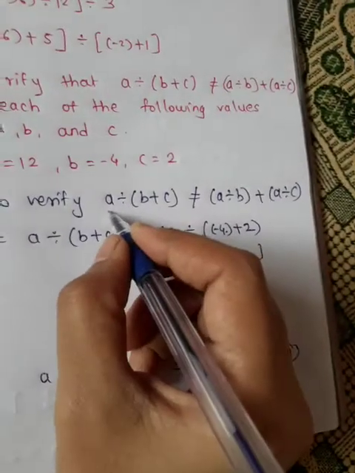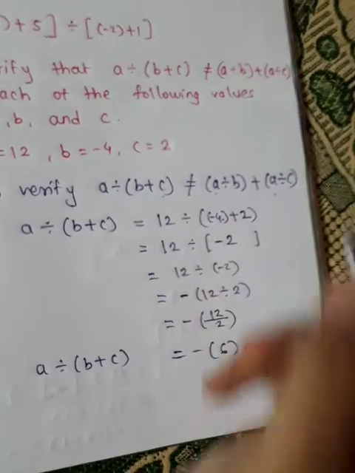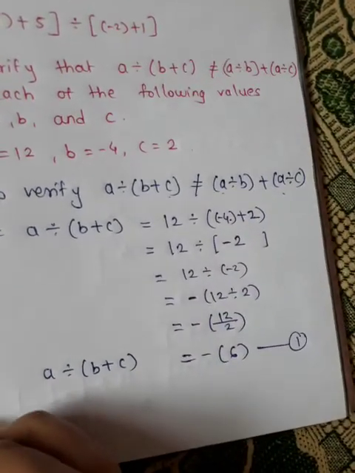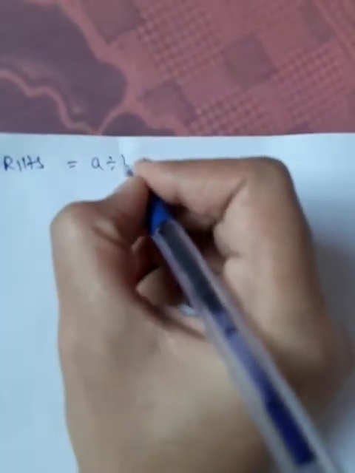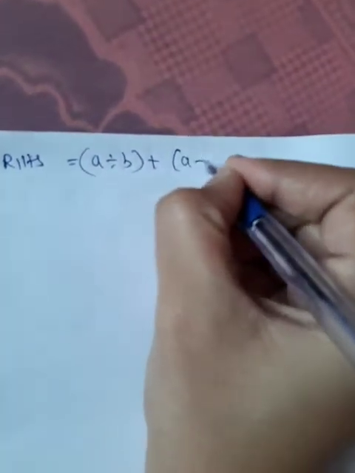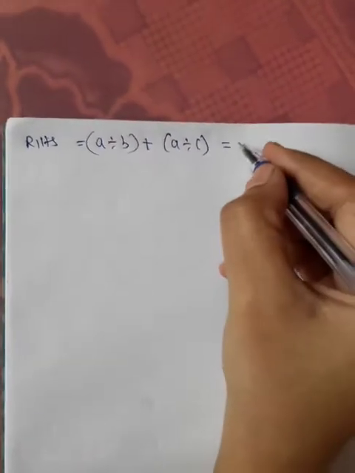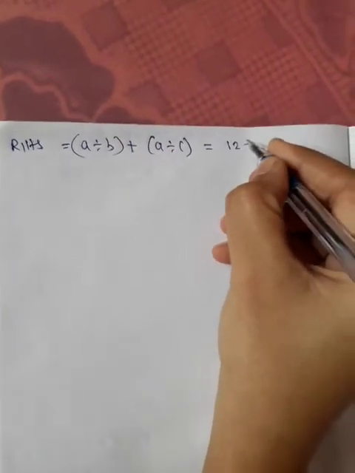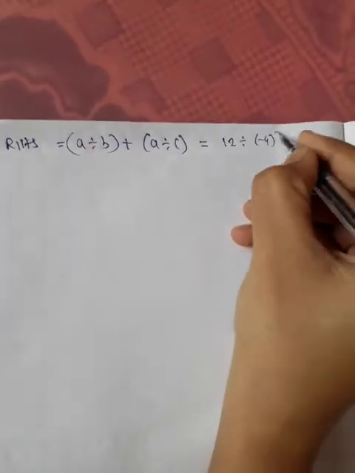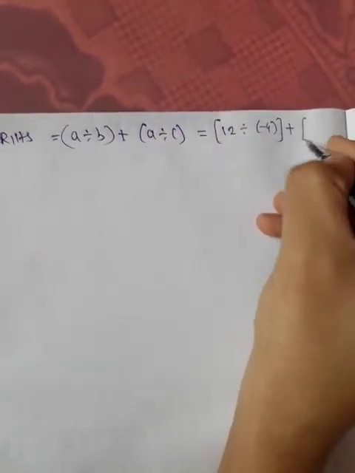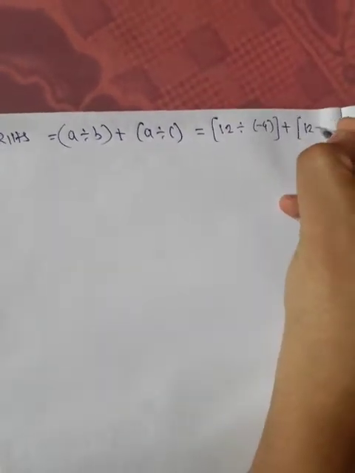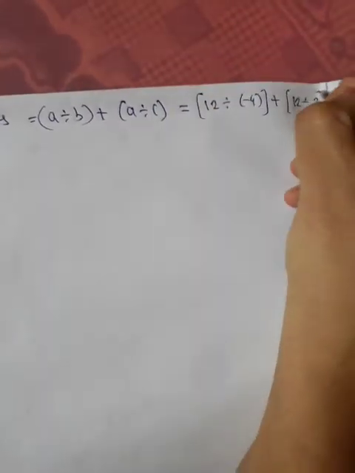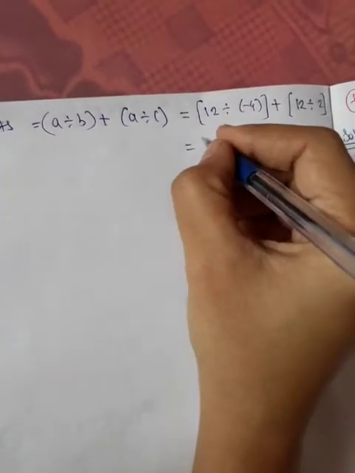So we have found this side only. Now we can find the other side. That is RHS. I can write on this side. So RHS is equal to a divided by b plus a divided by c. Put the values of a, b, c here. So a is 12 divided by b, which is minus 4, plus a again, 12 divided by c, which is 2. So find the value of this expression.